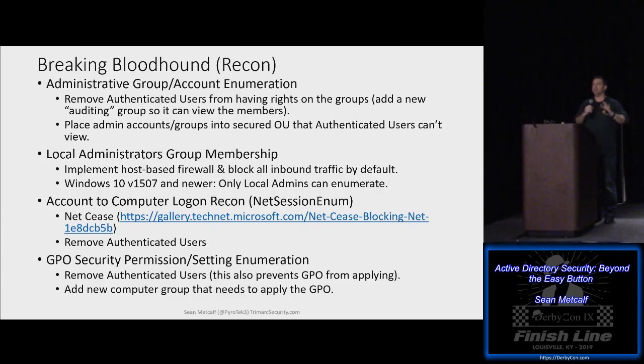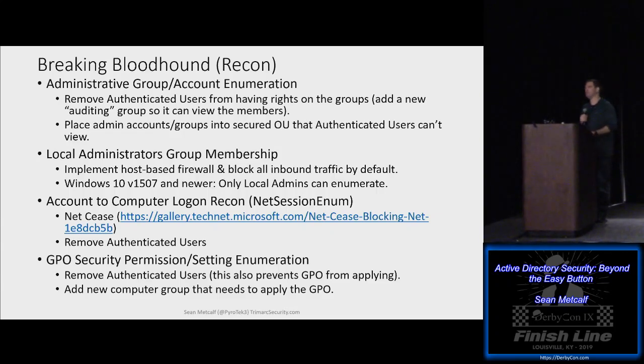And again, BloodHound can be a very good tool for blue teamers. So what we want to do is provide access to the blue team and our security testing team to make sure that they can get the data they need in order to test the security and look at things in their environment. So I've talked about breaking the admin group and account enumeration. Local administrators group membership: in Windows 10 1607 and newer, only local admins can do that enumeration. So that's kind of fixed by default once you deploy any modern current version of Windows 10.